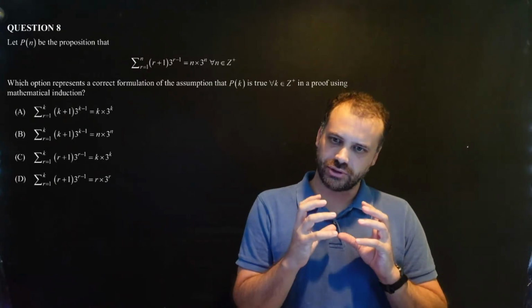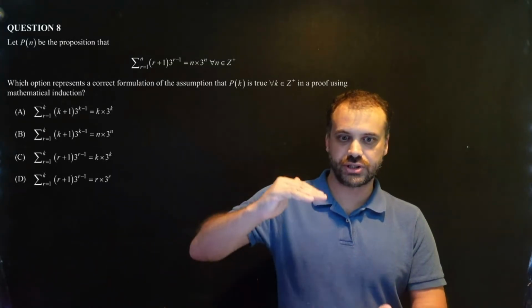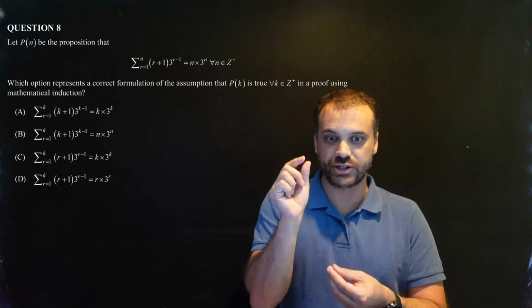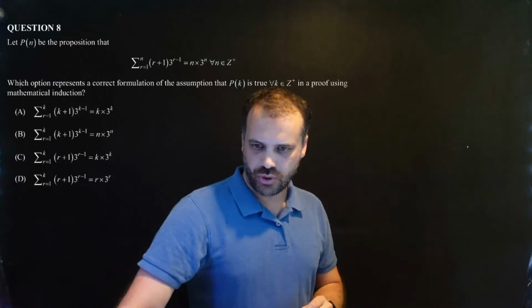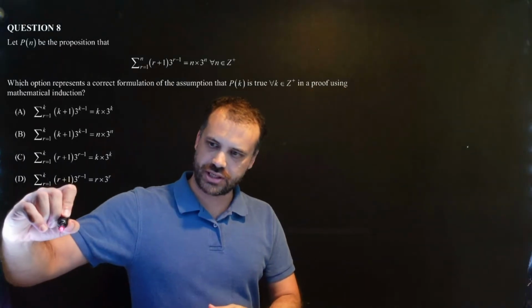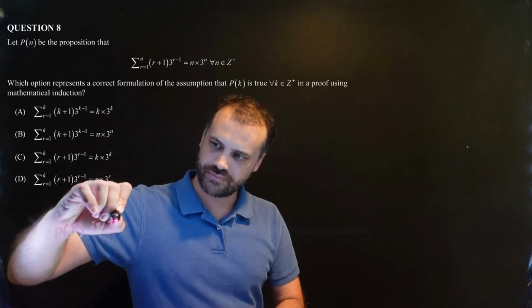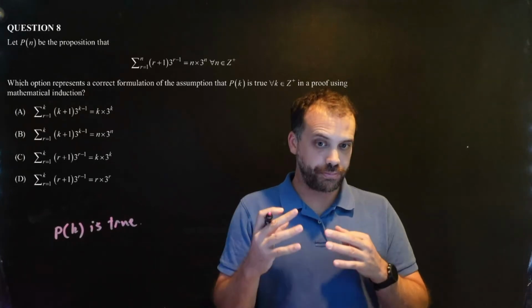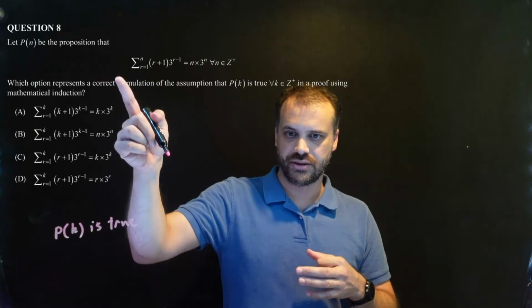This happens a lot, and students find this difficult because we learn proof by induction as a big long list of steps, but a question like this just says, hey, just do one small step here. So what are we trying to write down? We're trying to write the assumption that PK is true. Now, what is the proposition? The proposition is Pn.